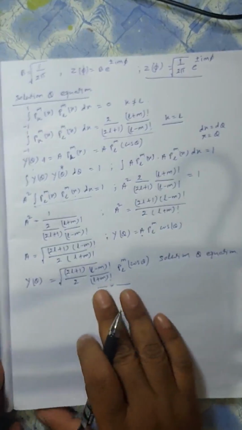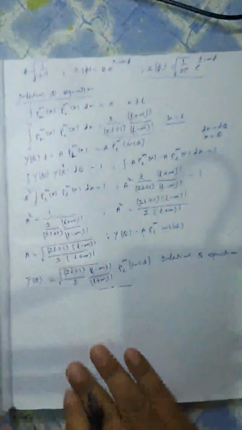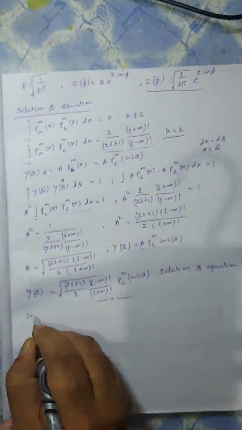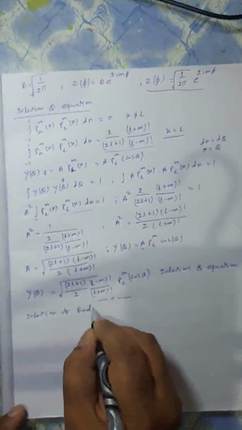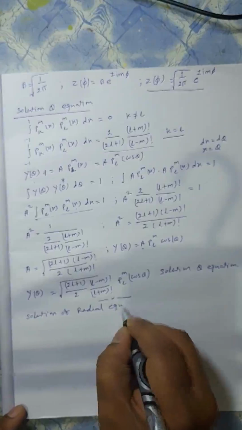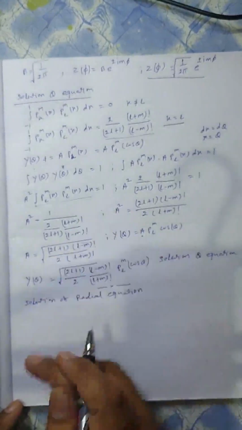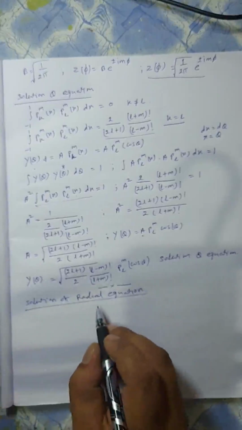The radial equation is the solution of theta phi, 1 by r square dou by dou r of r square dou R by dou r. We have to write what the solution of the radial equation is. We already discussed the solution of the theta equation and the phi equation, similar to that of the rigid rotator. Now we have to define the radial equation.